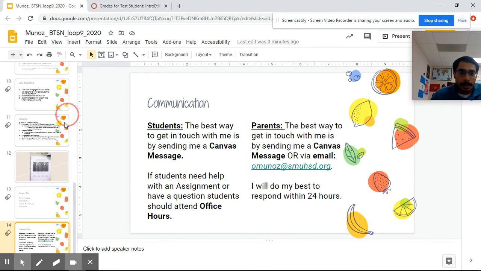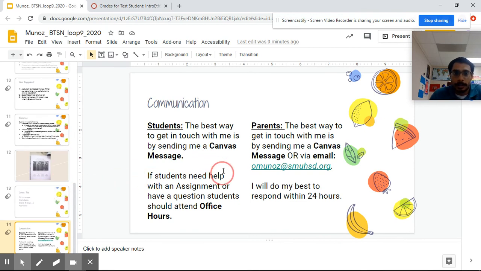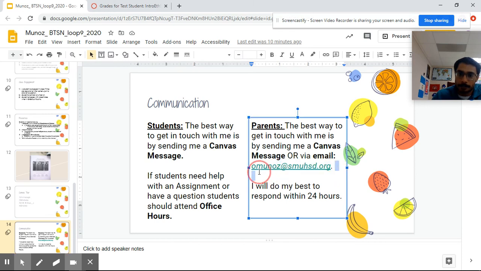And then the last thing is communication. The best way for students to get in touch with me is by sending me a message on Canvas. If a student needs help with an assignment or they have questions, they should come to office hours. Parents, the best way for you to reach me is either through a Canvas message or through email, and this is my email here. I'll do my best to respond within 24 hours.